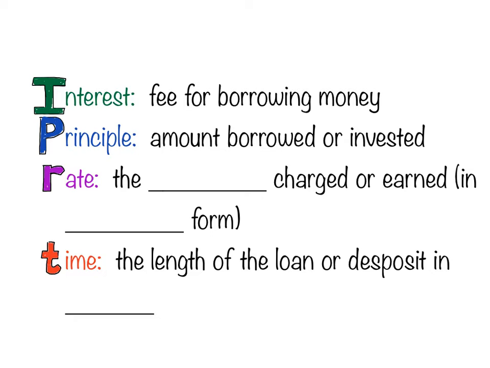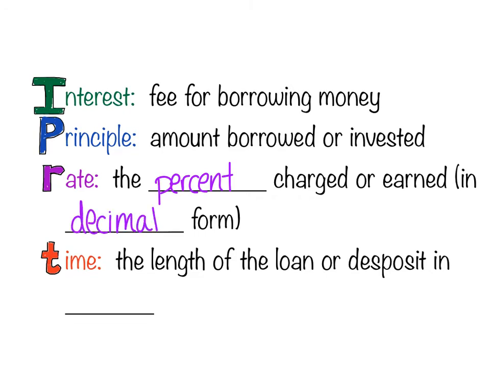Then we've got the principal. The principal, we said, was the amount of money that you borrowed, or if you're putting it into the bank, you're investing. So that's the money we start with. And then we've got rate. Now the rate is the percent that's charged or earned if you're earning the money. And because we typed it into our calculator, you probably guessed we're going to write this in decimal form.